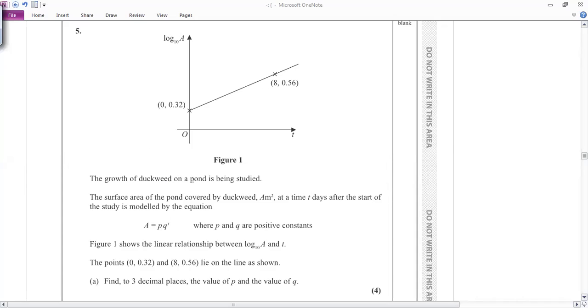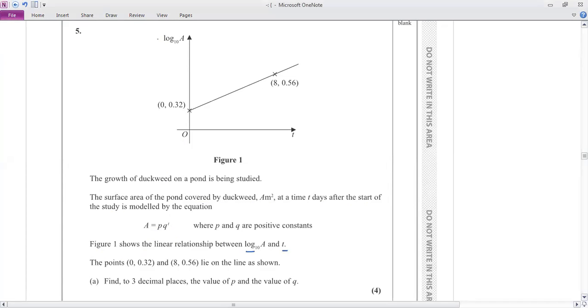The growth of duckweed on a pond is being studied. The surface area of the pond covered by the duckweed, A meter square at time t days after the start of the study, is modeled by the equation A is equal to P Q power T, where P and Q are positive constants. Figure 1 shows the linear relationship between log 10A and T.